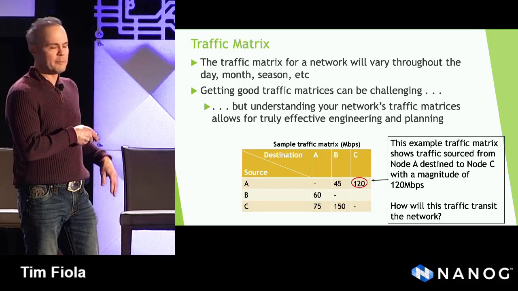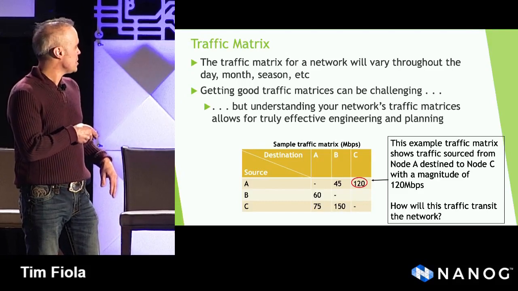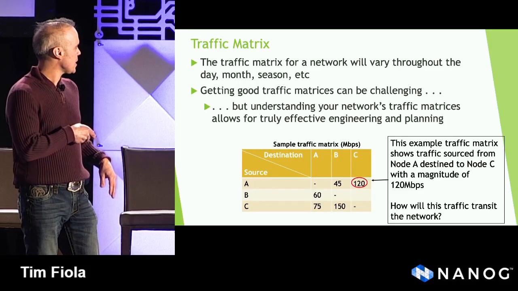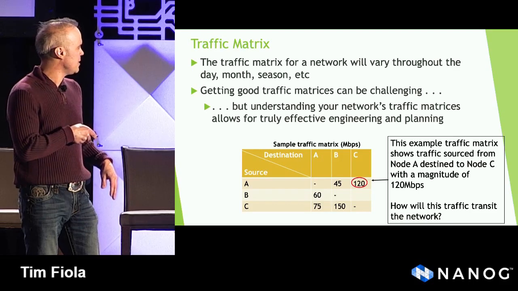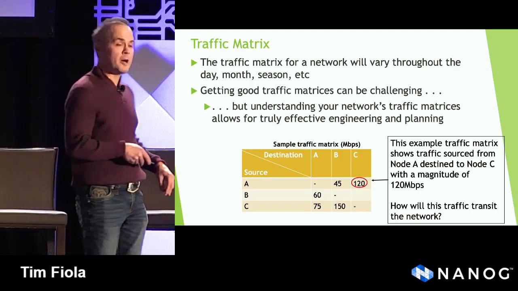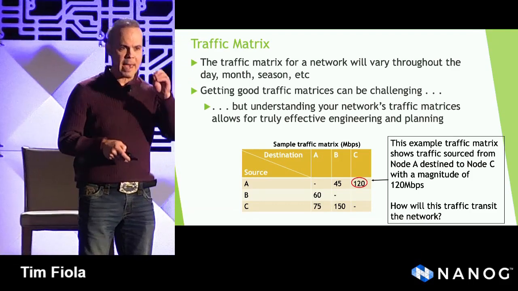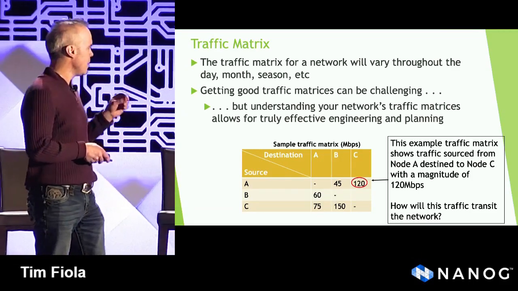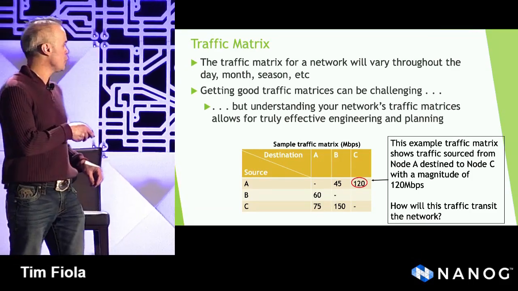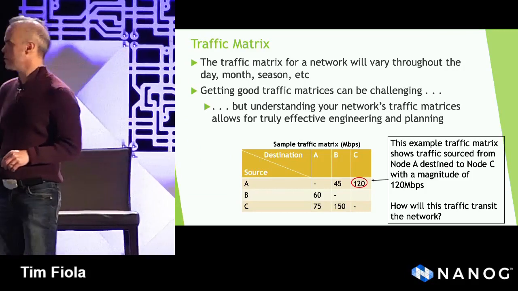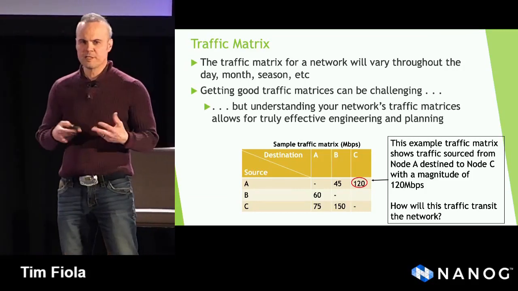So in this sample traffic matrix here, this is a very simple traffic matrix, but you're sourced from node A, your traffic destined for node C, oh my gosh, look at that. It's 120 megabits per second. That is the magnitude of the traffic demand. From node A to node C, 120 megabits per second of traffic. It's a pretty simple concept.